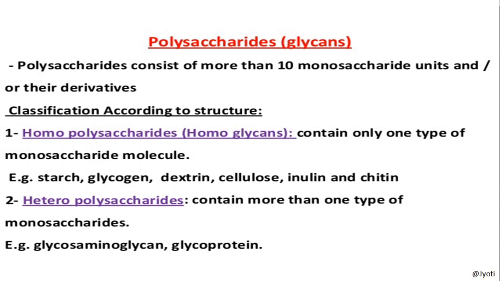The homopolysaccharides are starch, glycogen, dextrin, cellulose, inulin and chitin. The heteropolysaccharides are glucosaminoglycan and glycoproteins, peptidoglycans.